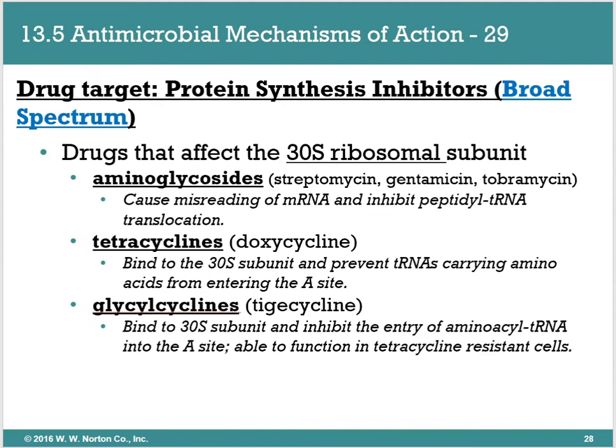Okay, so now we're going to be talking about true broad spectrum antibiotics. These will target protein synthesis, and the main one that I want you to focus on is tetracycline, also known as doxycycline. This will bind to the 30S subunit of a ribosome, preventing tRNA from adding on amino acids to the A site. So that's one way.